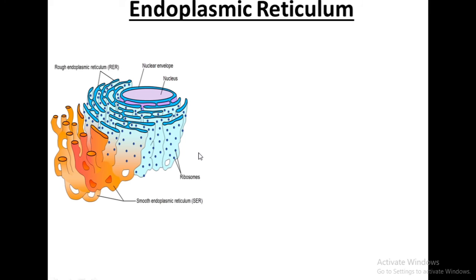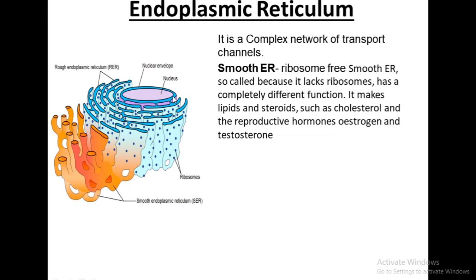The next important cell organelle which we'll be talking about is the endoplasmic reticulum. Now, as I told you, the endoplasmic reticulum is continuous with the outer membrane of the nucleus. As you can see here, this is the nucleus which we have just discussed, and it is continuous with the outer membrane of the nucleus. So it's a very complex network of transport channels, and we have two types of endoplasmic reticulum.